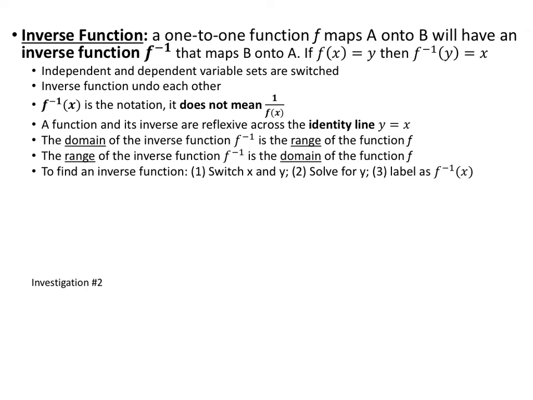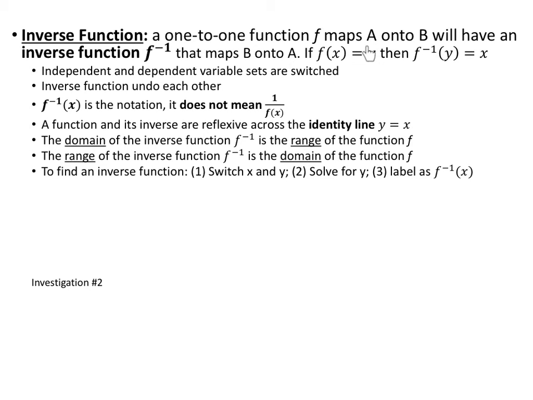The next part is about inverse functions. I would pause the video and write down these notes. So if you have a one-to-one function f that maps a, your inputs, onto set b, your outputs, then it will have an inverse function, which we label as f inverse, that maps b, the original set of outputs, onto a. So basically it undoes it.